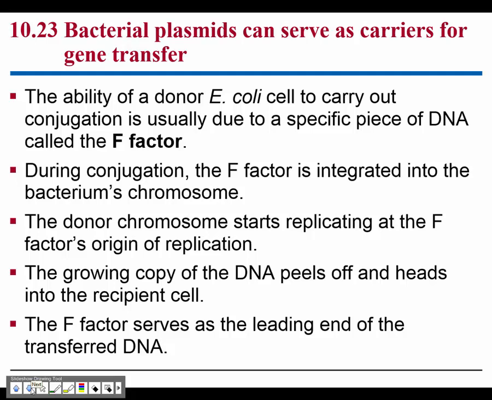So they call this F factor, not X factor, F factor, and that's the ability of the E. coli cell to carry out the conjugation. During conjugation, the F factor is integrated into the bacterial chromosome, and then the donor chromosome starts replicating at that origin of replication, and then we have a growing copy of the DNA peels off and heads into the recipient cell. And it serves as the leading end of the transferred DNA.